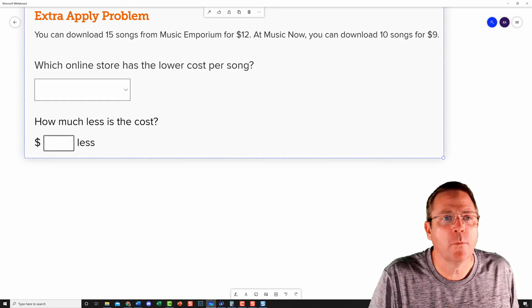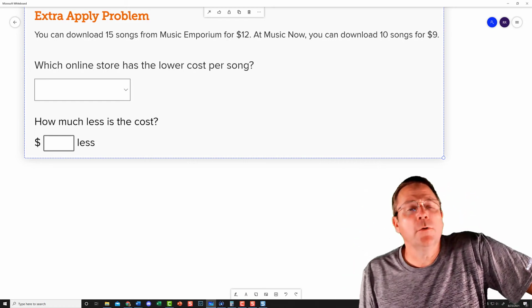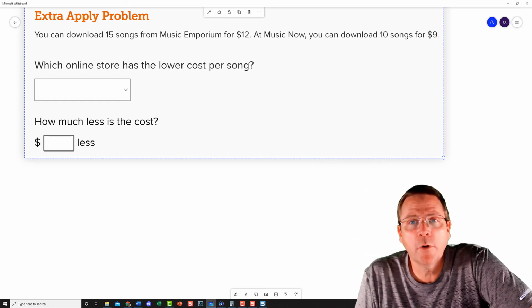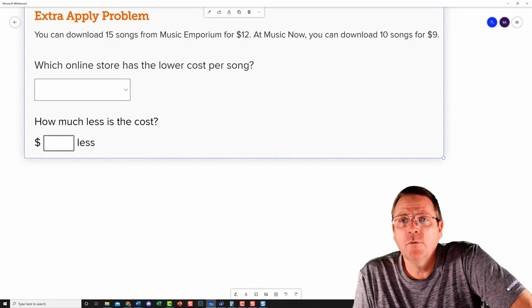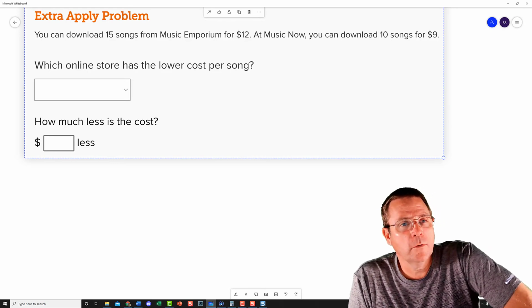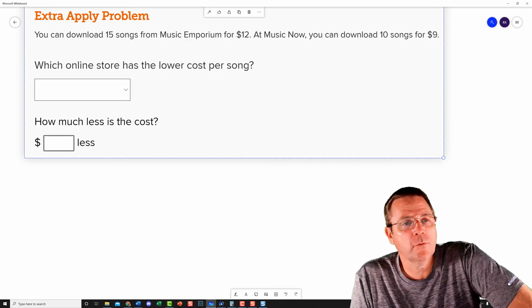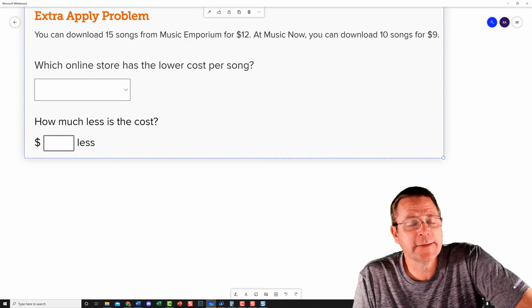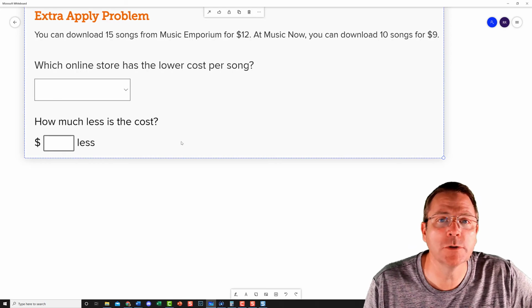All right, here's my supporting work. You can download 15 songs from the Music Emporium for $12, and at Music Now you can download 10 songs for $9. What store has the lowest cost per song, and how much less is that cost? 2 questions to work with.